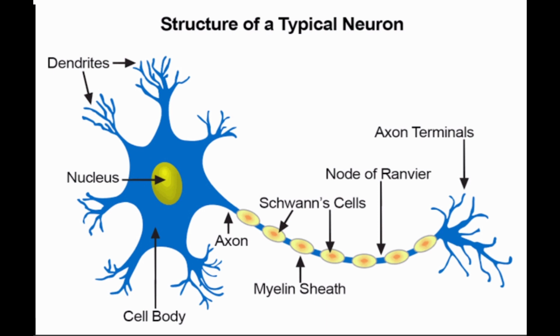Types of neurons. Sensory neurons. They often occur in sense organs and they convey the information towards the central nervous system, the brain. They are also called afferent neurons.